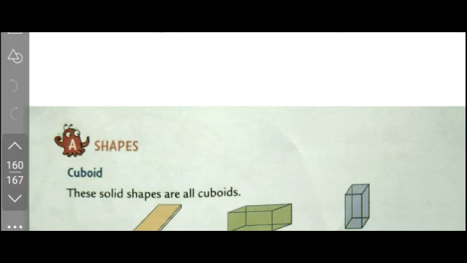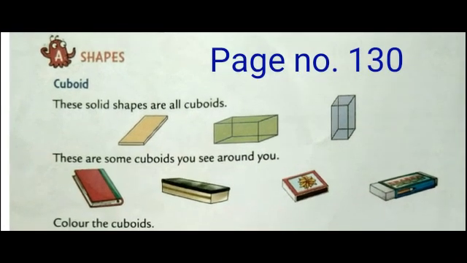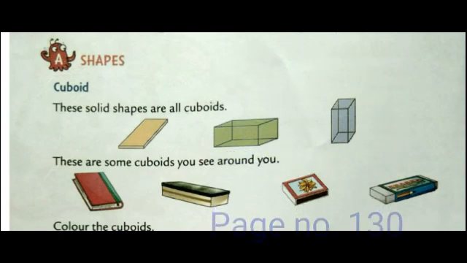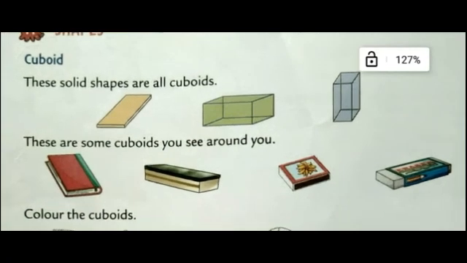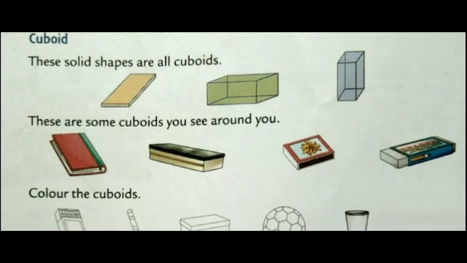Page number 130. And the topic is shapes. Cuboid. These solid shapes are all cuboids, which you can see just now. And these are some cuboids you see around you, like a book, a duster, a matchbox, and an eraser. These all are some cuboids which we see around us every day.